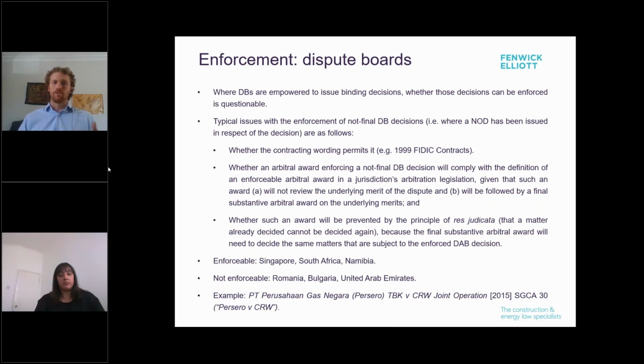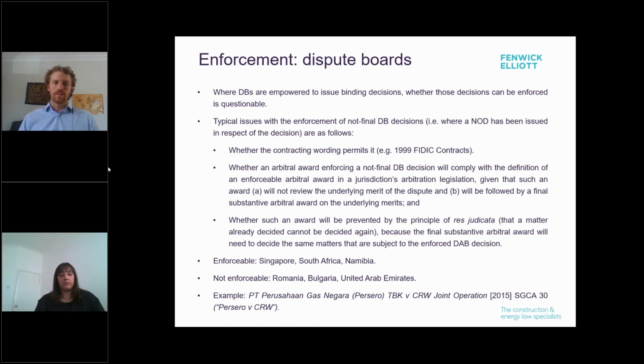The second point is as to the enforcement of the decision. CRW went through all of the Singapore courts twice over a period of 6 years before the Court of Appeal finally settled the position in Singapore that not final DB decisions can be summarily enforced. The problem with enforcement in this case all stemmed from defective contract wording with the 1999 FIDIC contracts, which has been the subject of endless debate and legal gymnastics since their release.